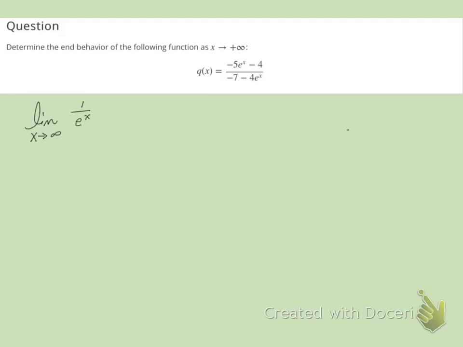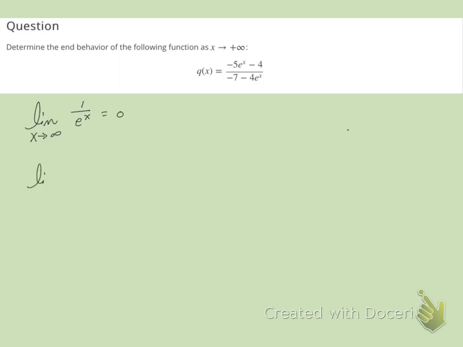So e to the x is an exponential function. It's going to grow very fast. So this is the same as 1 over a number that's getting very, very high. So it's going to go to 0. So we can use a similar technique that we've been using before, but instead of dividing by or multiplying by a 1 over x to some power, we're going to multiply by 1 over e to the x.